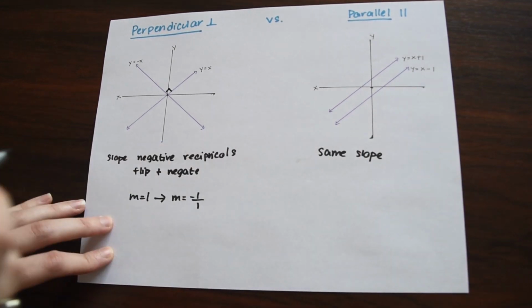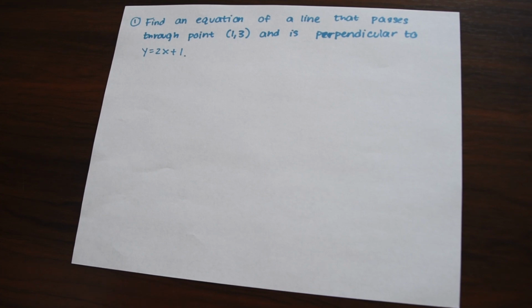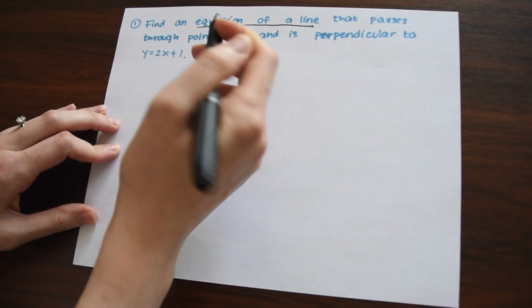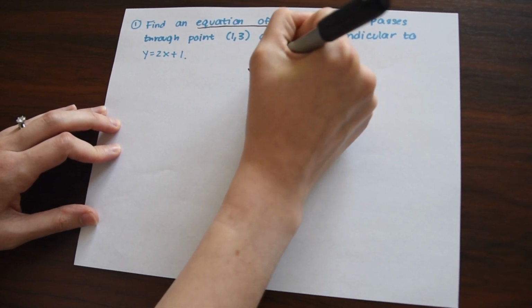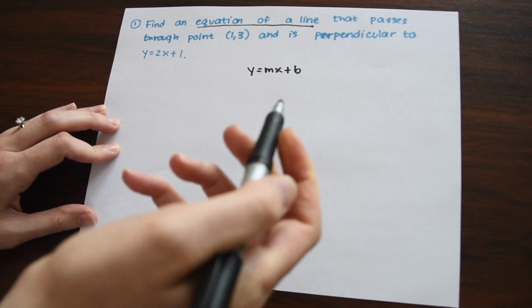Now that we've gone over the difference between the two, let's start our first question. Find an equation of a line that passes through point (1, 3) and is perpendicular to line y equals 2x plus 1. Right away we see equation of a line. When you see equation of a line, you know you're going to be filling in a formula and finding y equals mx plus b.